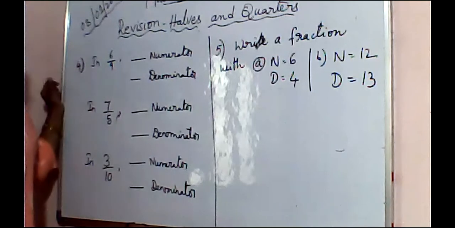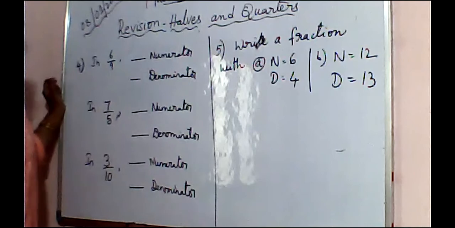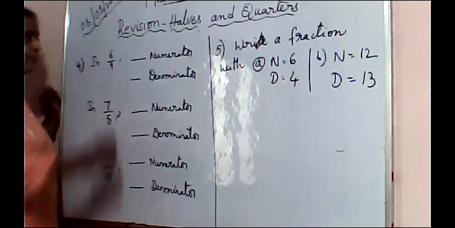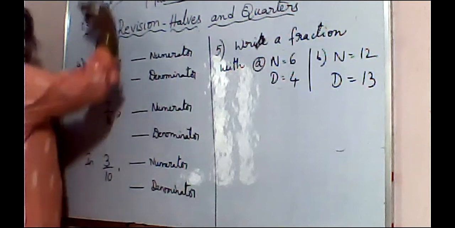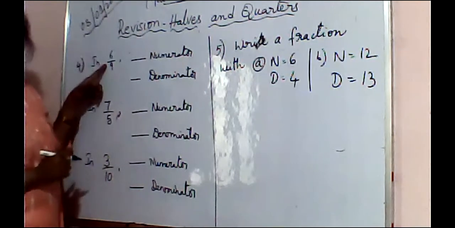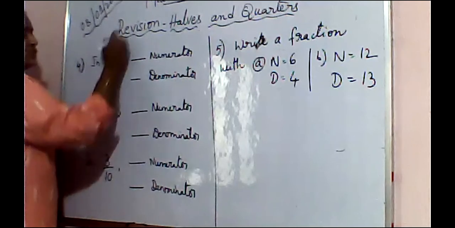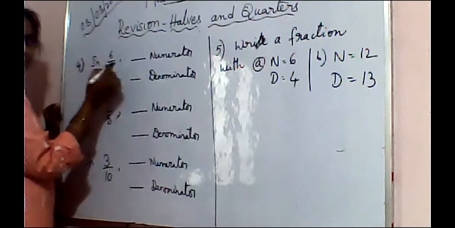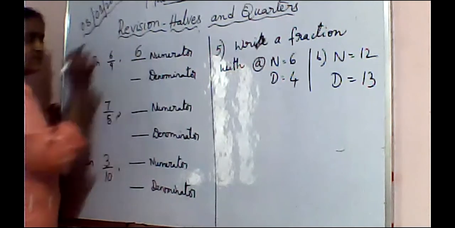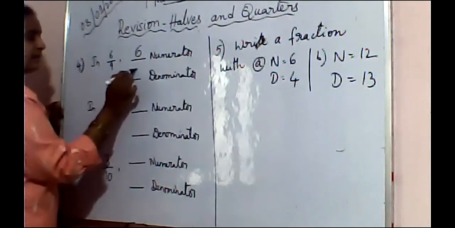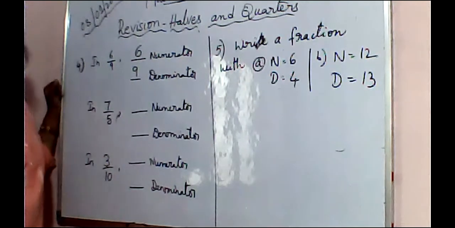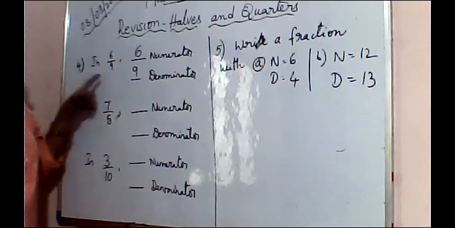Here in 6/9, what is the numerator and what is the denominator? Numerator means the number which is lying on the upper side of the division line. This is the numerator and this is the denominator. So 6 is the numerator and 9 is the denominator. In short form, we can write numerator as N and denominator as D.